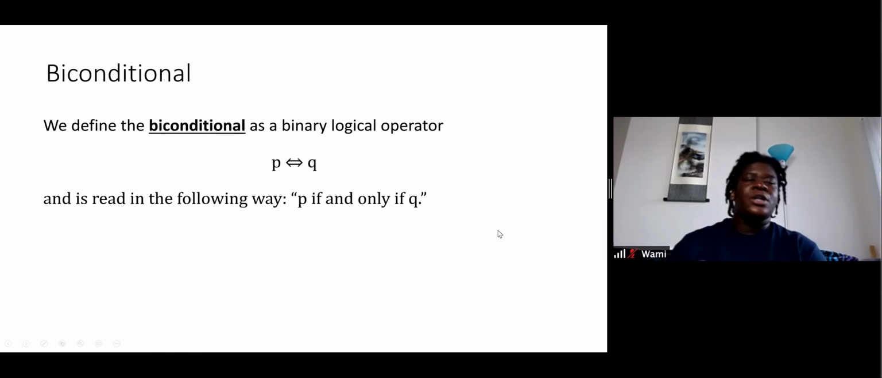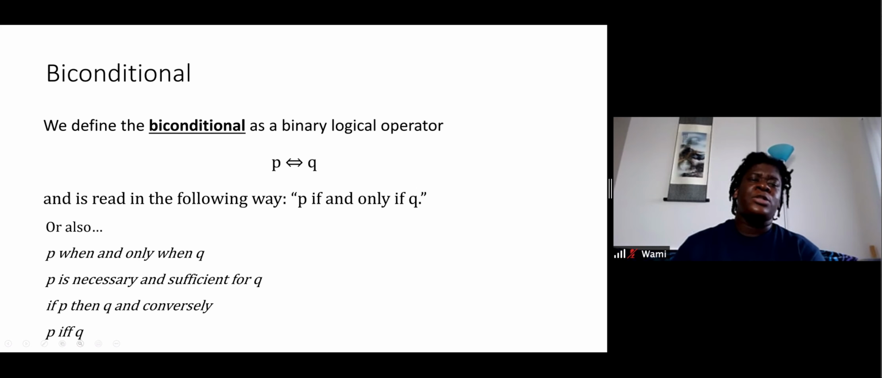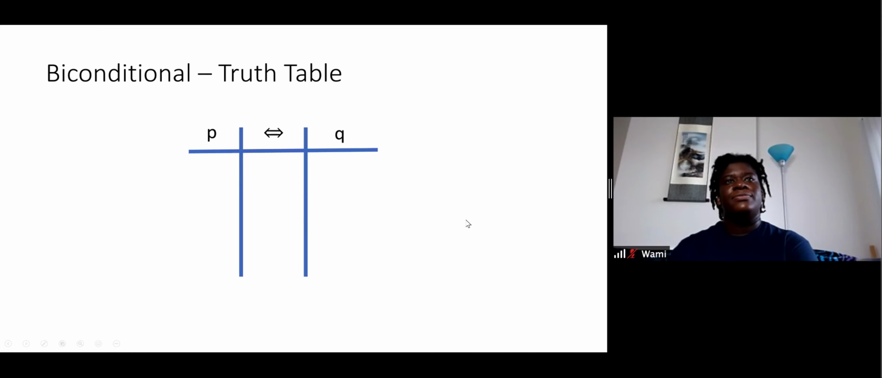And finally, I also want to talk to you about one last term, and that is the biconditional. And it's represented as follows, where you can read the statement as P if and only if Q. You can also interpret it as any of these ways, but we're going to stick with P if and only if Q, just to keep things simple. And so the truth table for the biconditional would be as follows. So since it's a binary operator, we still need two propositions. So we're going to use P and Q.